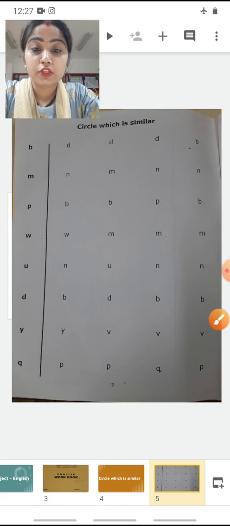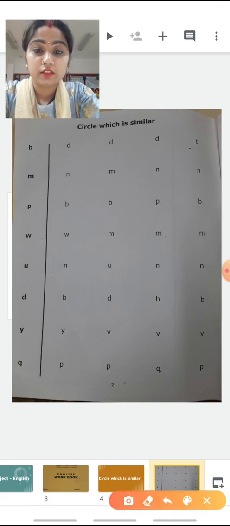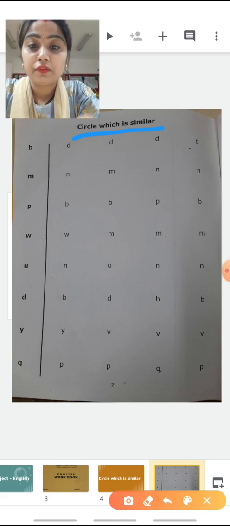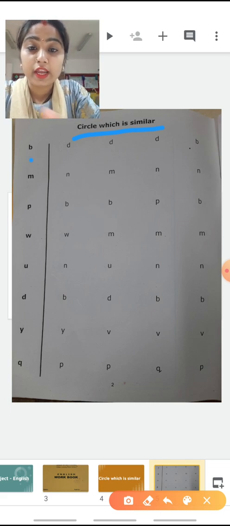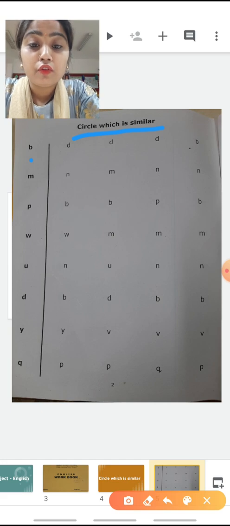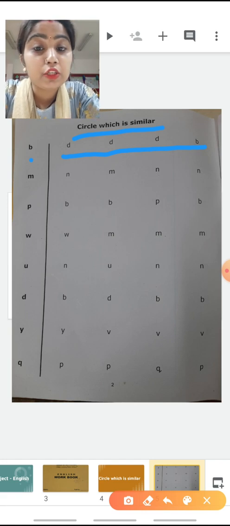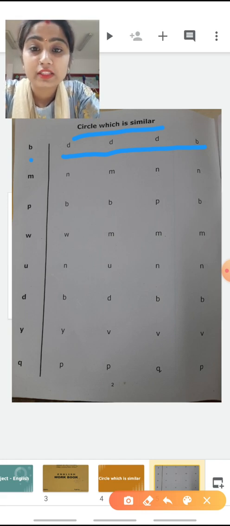See, this is your book page and the heading is there: circle which is similar. Now the first is B. From these alphabets, we are going to circle the alphabet which is similar to B, which is looking the same as B. Now in front of B, first one, D is given. Is it similar to B? No.